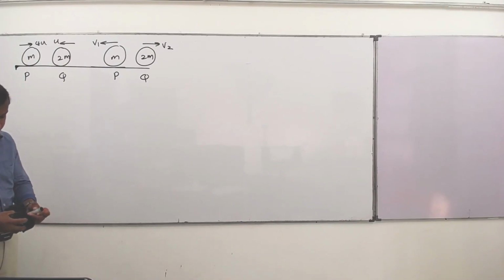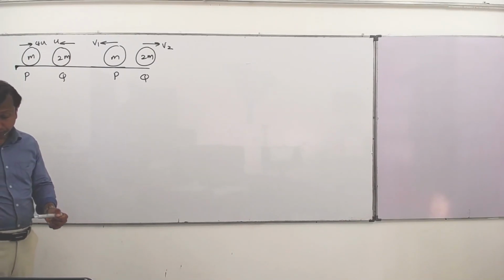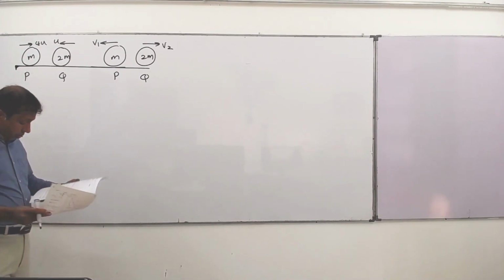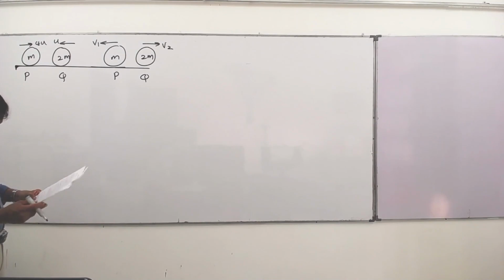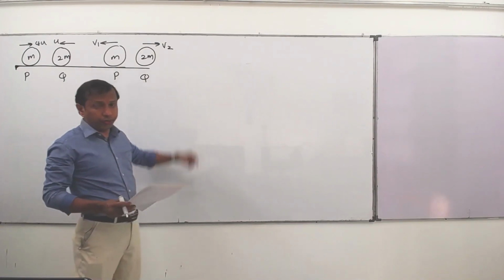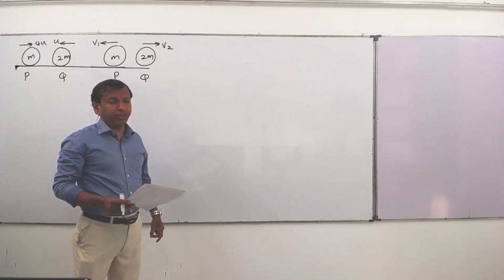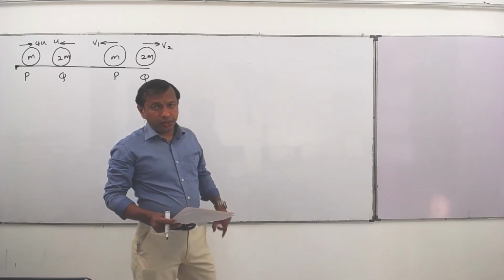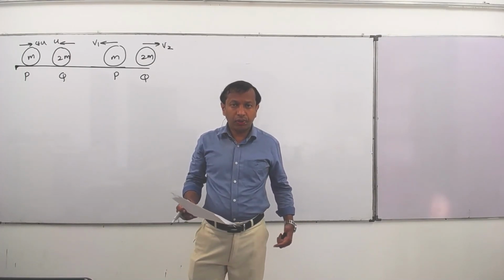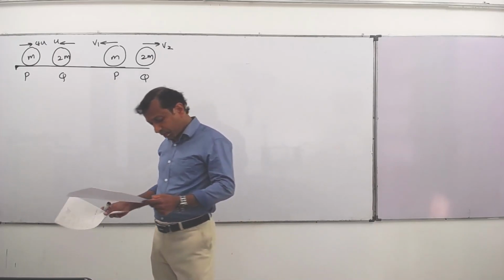The first question is, show that the particles P and Q move away from each other after the collision. That means we have to show that V1 and V2 are positive values. When V1 and V2 are positive, the particles move in the directions of V1 and V2, so they are going away, and they move away from each other.